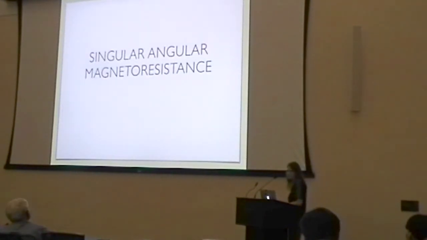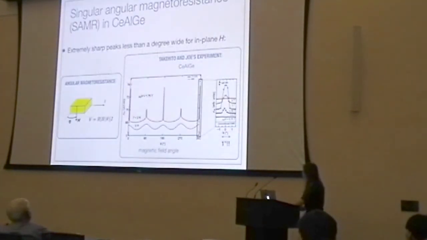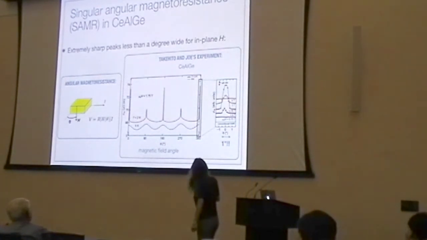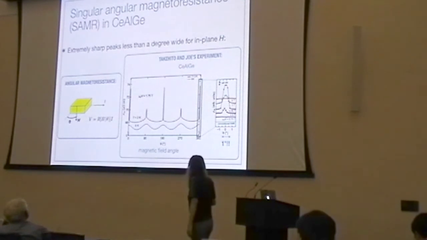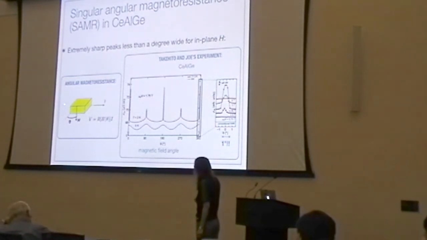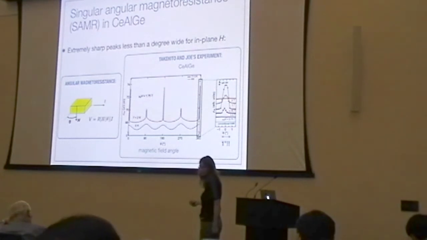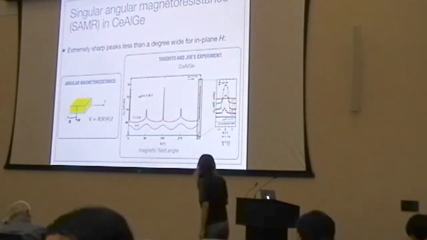Alright, now let's move to the second topic, and I'll try to go a little fast. It is also very surprising in terms of measurement, but an entirely different system. Here, one is looking at singular angular magnetoresistance in cerium aluminum germanium. And here we're talking about electrical resistivity. Angular magnetoresistance means that you have a current that goes through the system, and you measure the resistivity as a function of the angle of the magnetic field, here the in-plane magnetic field.